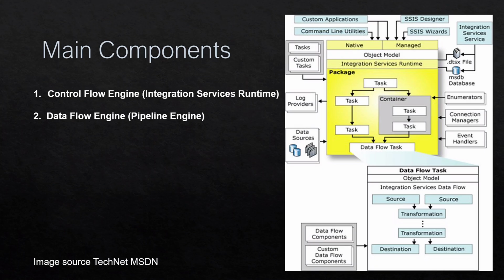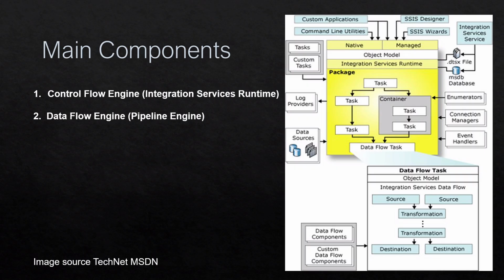Sources extract data from systems like SQL Server, Excel, CSV or flat files. Transformations clean, modify, aggregate, split or merge the data. Examples include derived column, lookup or merge join. Then destination loads the processed data into SQL Server, a data warehouse or a flat file. We can even extend this with custom data flow components, custom built source, transformation or destinations.